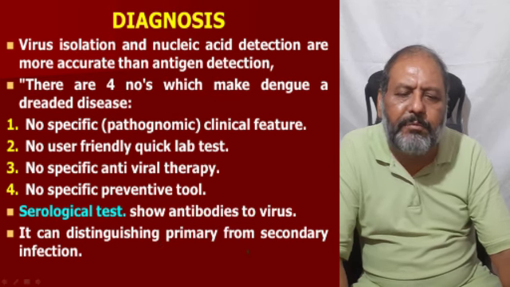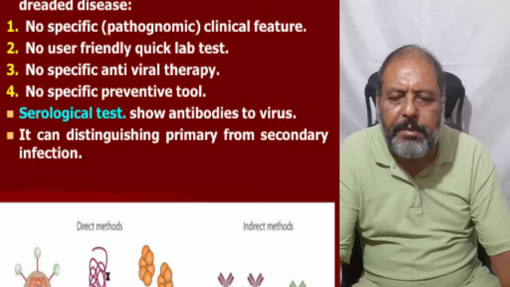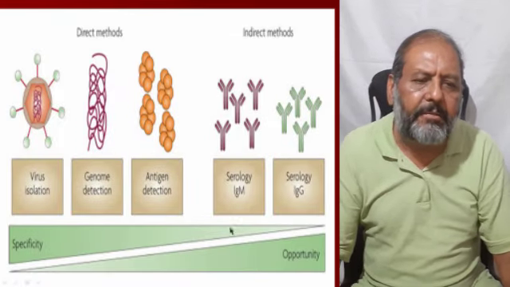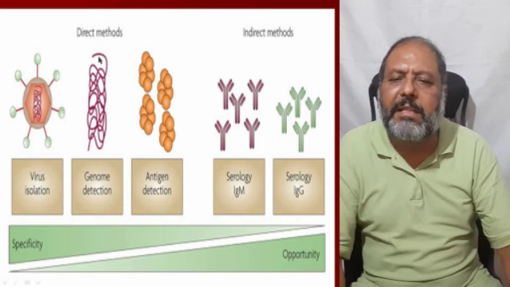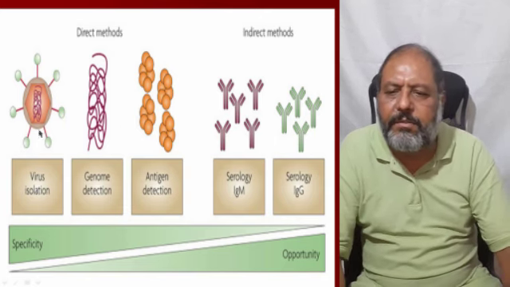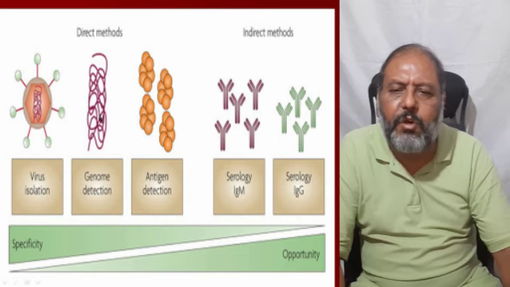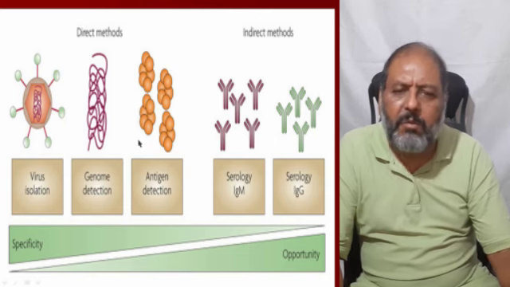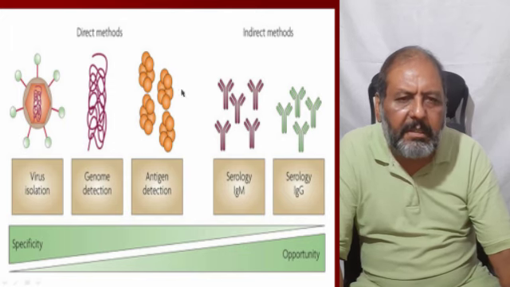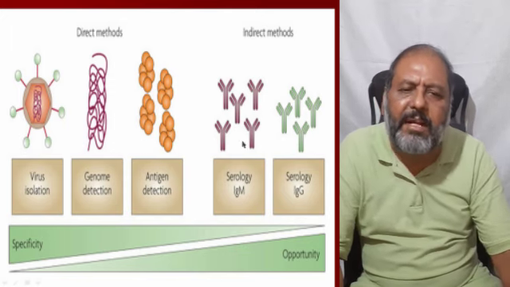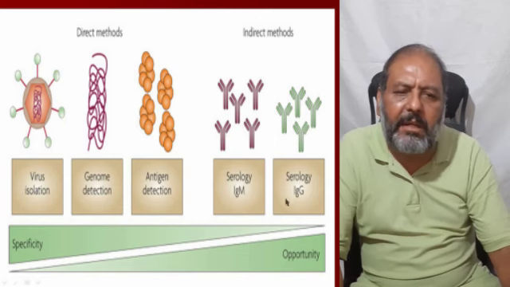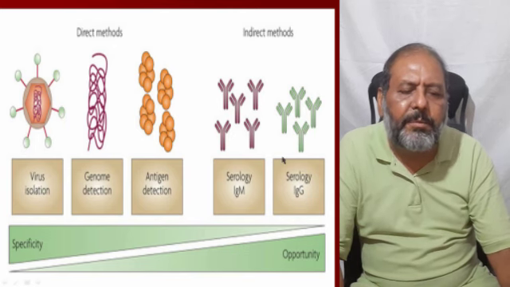It can distinguish primary from secondary infection because in primary infection one can detect IgM and in secondary infection IgG. The direct methods of diagnosis are virus isolation by culture, genome detection by PCR, and antigen detection by NS1, which is very cheap and easy and detected from day 1 to day 9. The indirect method is the production of antibodies against these viruses: IgM antibodies appear earlier and IgG antibodies appear later.